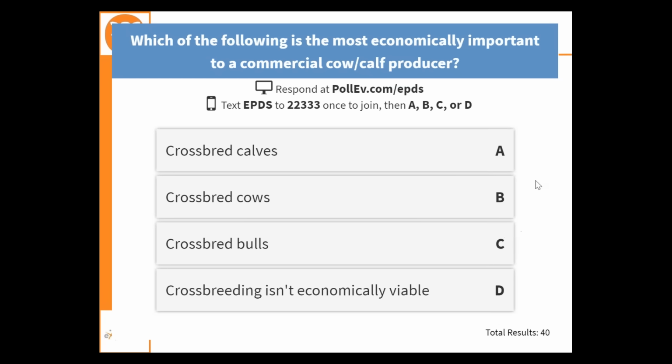All right, got a few people still answering here. All right, we're slowing down quite a bit, so let's go ahead and look at the poll results here.